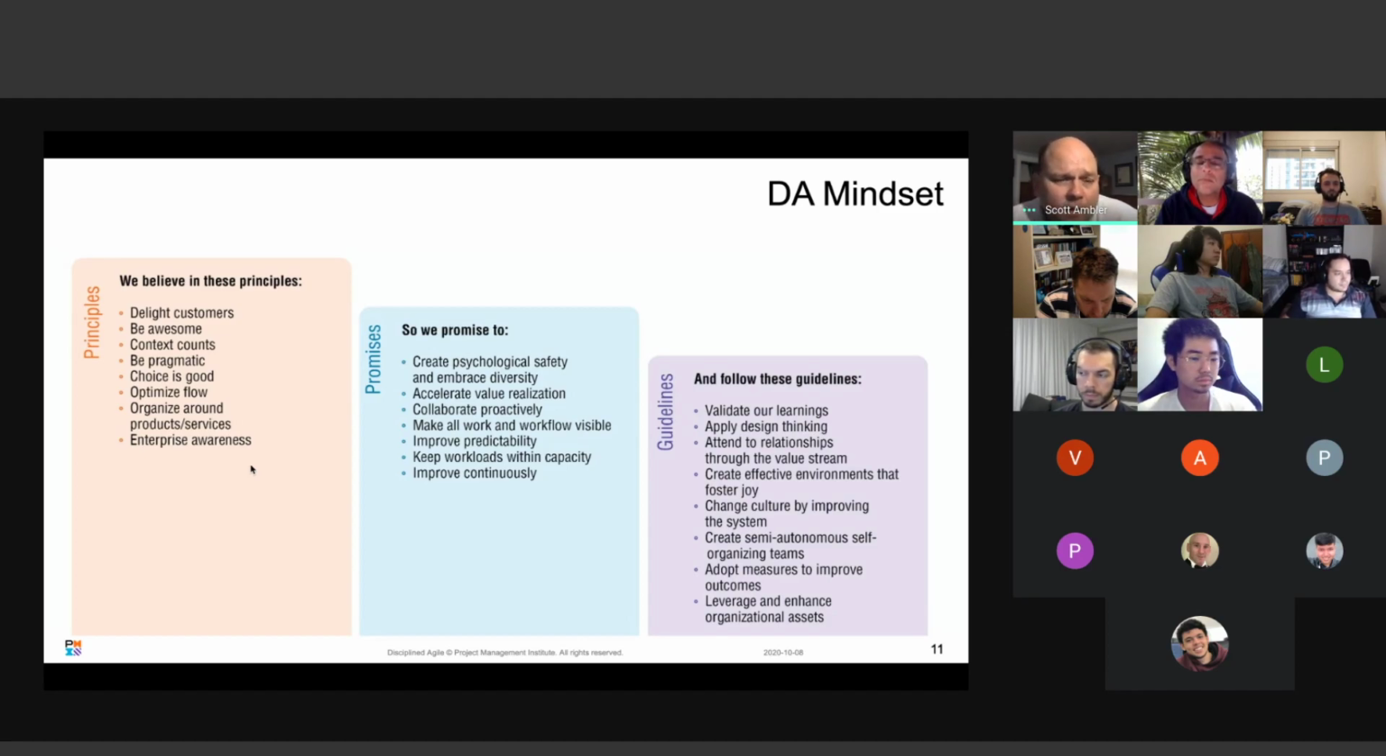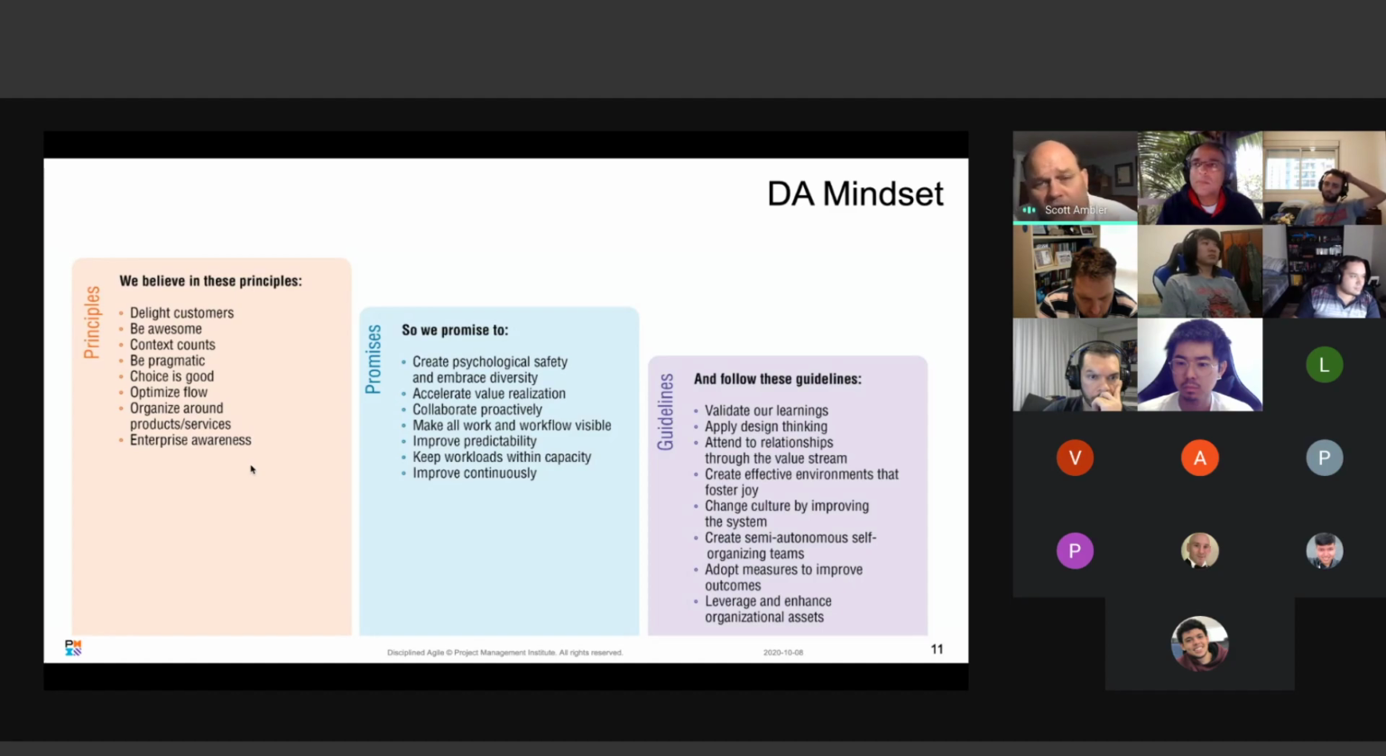The basic idea is that we believe in this collection of principles, some of which are very clearly lean and not just agile. Because we believe in these principles, we'll make promises to ourselves and to the people that we work with. Promises like embracing diversity and psychological safety, and having a sustainable pace, so keeping our workloads within capacity, for example. Some of these ideas are agile, some of them are lean, and some of them are just smart, good things to do because we're good people. And because we make these promises, in order to fulfill them, we follow these guidelines. We recognize that in order to change our culture, we really need to improve our system.